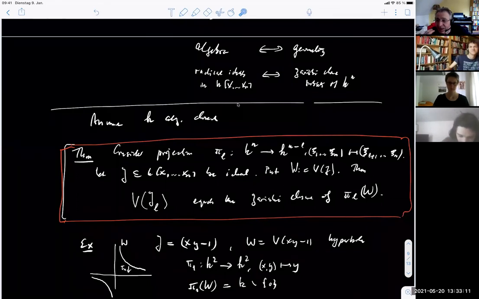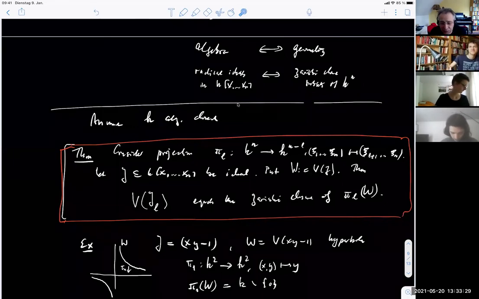V stands for variety. This Zariski closed set is also called an affine variety. Other people, instead of V, also like to write Z for a zero set. Maybe that's more intuitive, I don't know. Okay, other comments or questions, complaints?